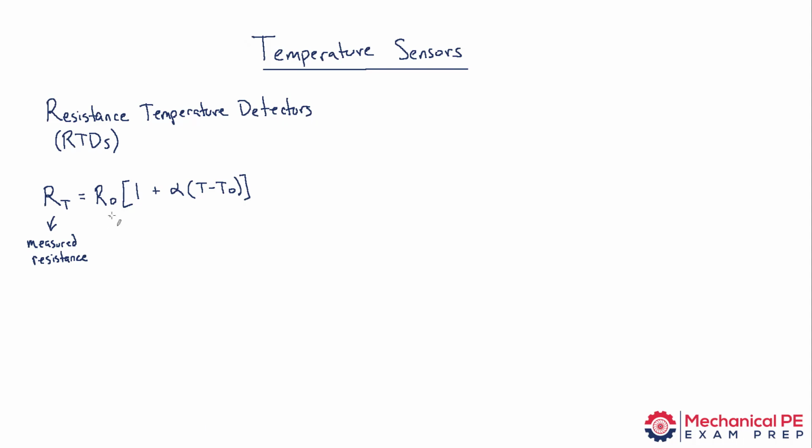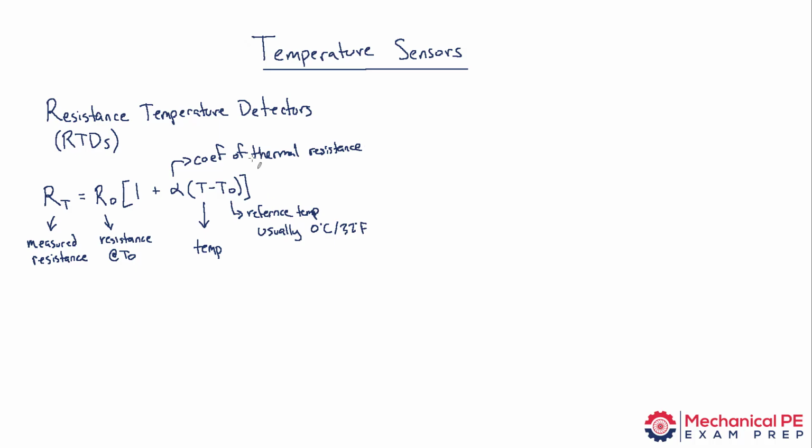R0 is the resistance at T0, which is the reference temperature. So let's note that here, T0 is the reference temperature. And usually, unless otherwise specified, that reference temperature is going to be the freezing point of water, which is 0 degrees Celsius or 32 degrees Fahrenheit, depending on what set of units you're working in. And T is the actual temperature that we're trying to measure, and alpha is just a constant. We can call that the coefficient of thermal resistance.